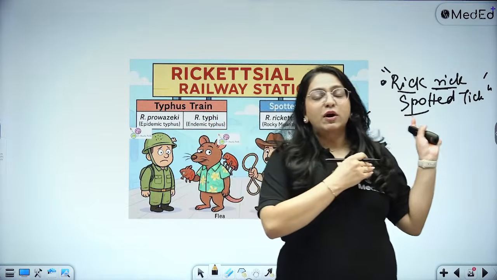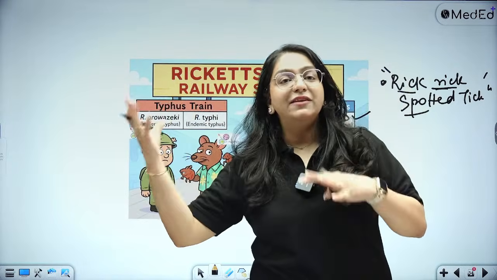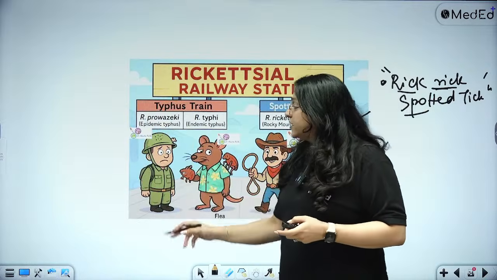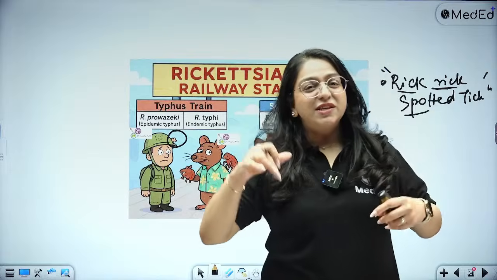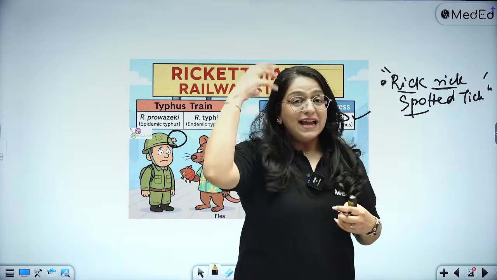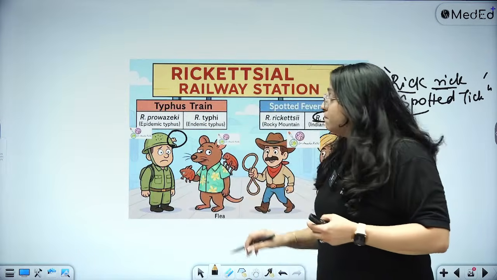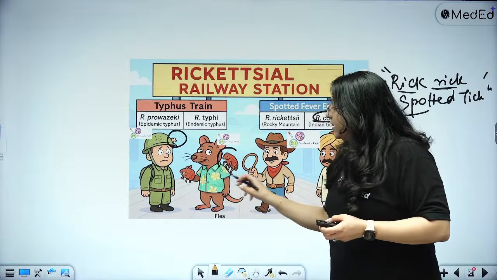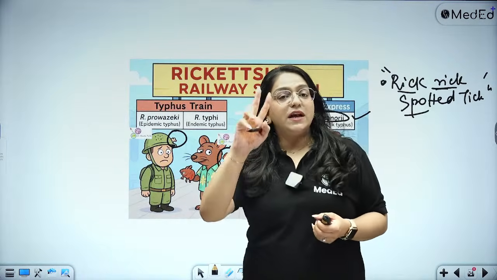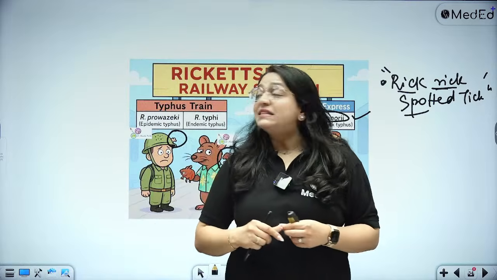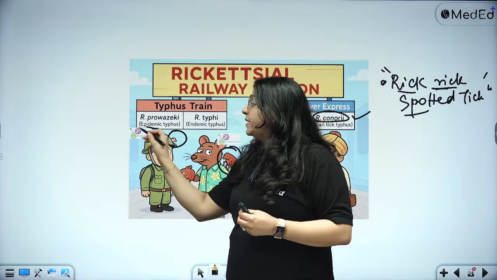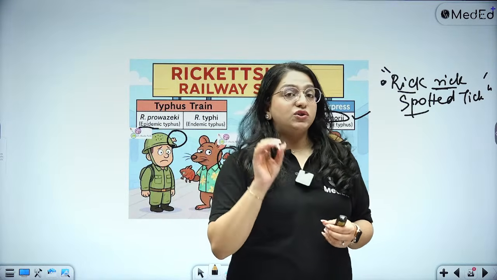So this was the spotted fever express. What's happening in the typhus train? There is a soldier who has lice in his head. We always know soldiers, they live in trenches, they live in overcrowding. They all get lice in their hair. And who is he? He is a mouse, a rat infested with rat flea. So the other two rickettsial diseases are going to happen like this. I always tell you that whenever there is louse, it is going to lead to epidemics. Louse always leads to epidemics.